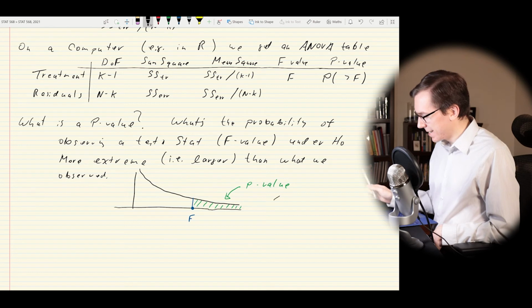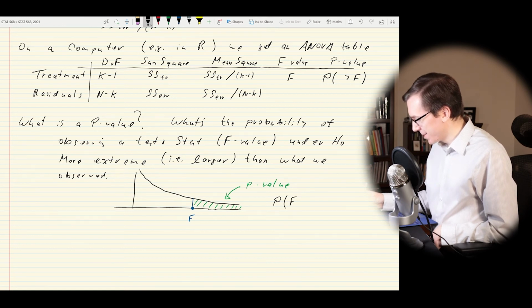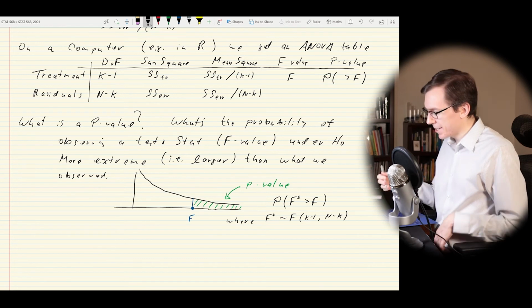Mathematically, what we're saying is: what's the probability of observing, with a new variable, F star greater than F, where F star has an F distribution with those 2 degrees of freedom, as I just said, that we would see under the null hypothesis.